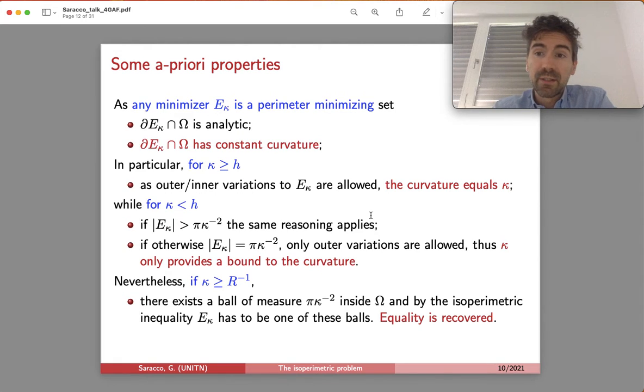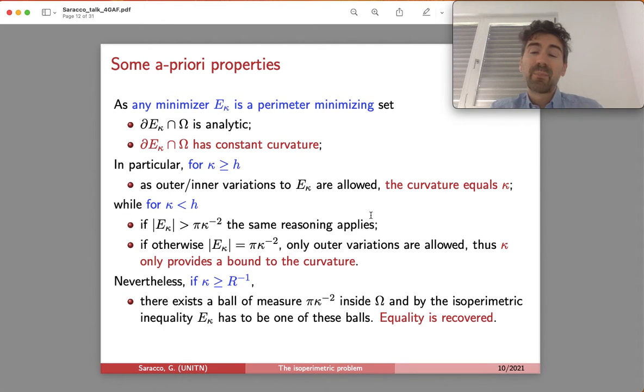and in particular, and this is a key point, when kappa is greater than or equal to the Cheeger constant, you're actually allowed to make inner and outer variations to the minimizer, and you can prove that the curvature is not just constant, it is actually equal to kappa, the kappa you fixed at the very beginning.